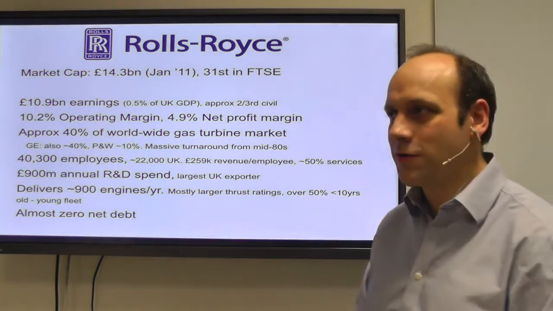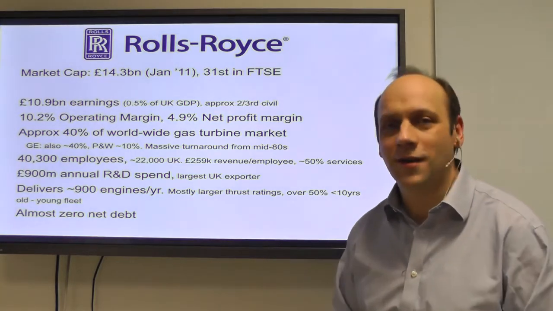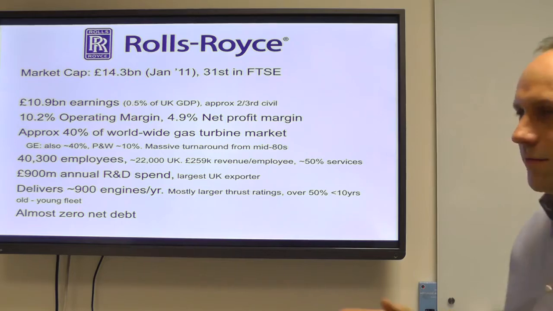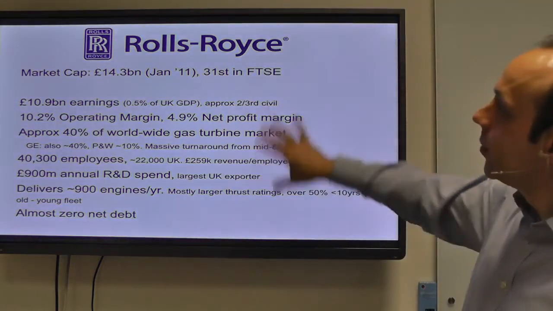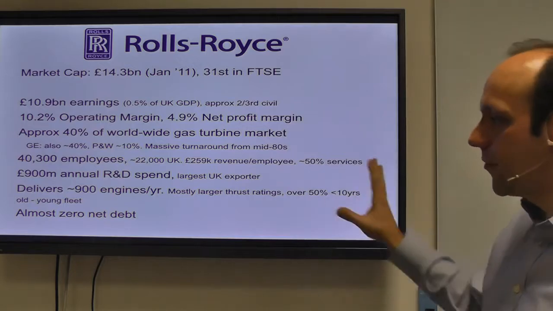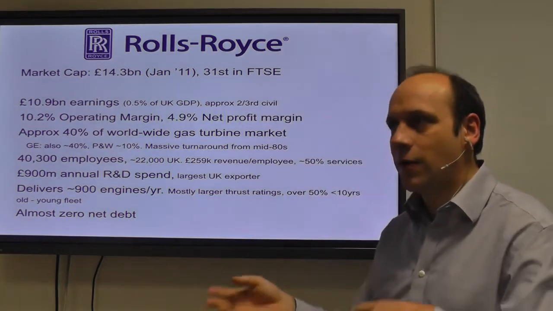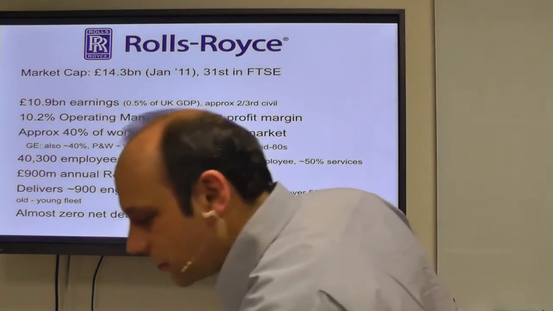If you're an auto manufacturer, you start getting excited if you deliver more than 100,000 cars a year, not 1,000 engines a year. So this is a relatively speaking small production. And Rolls has expanded a lot in the last 20 years, so they have a fairly young fleet, which also means that they have quite a long service base that will come and that gives them growth in the future.